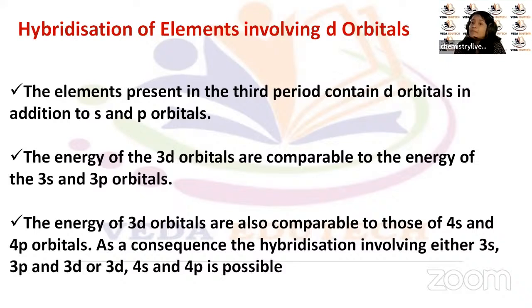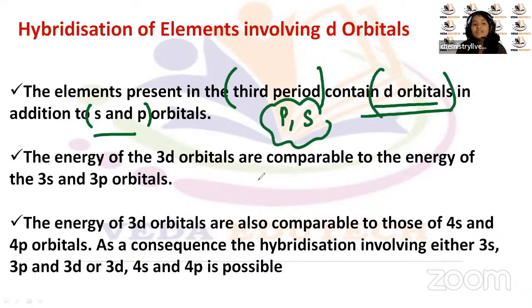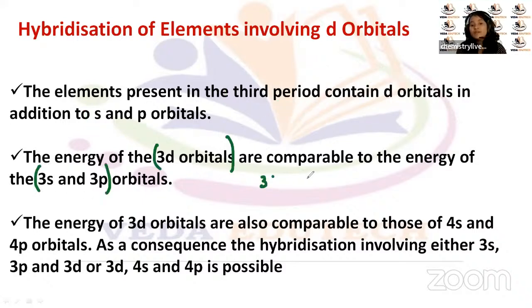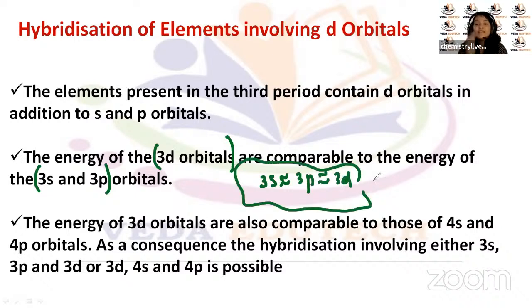From that also we are having the d orbitals, right? The next point, the energy of 3d orbitals are comparable to that of 3s. So 3s is nearly equal to 3p is nearly equal to 3d. That means if they are having comparable energy, then can we mix them? Yes, we can mix them. That's why d orbitals undergo hybridization.